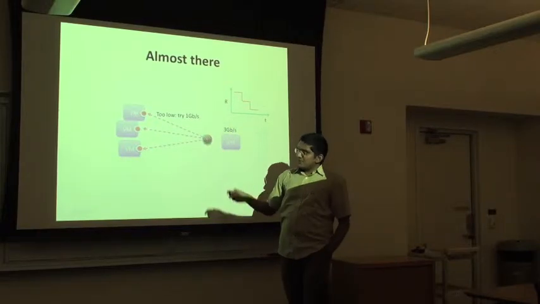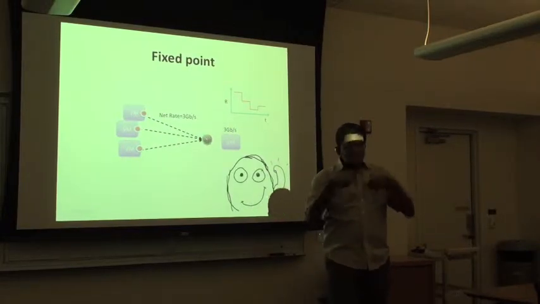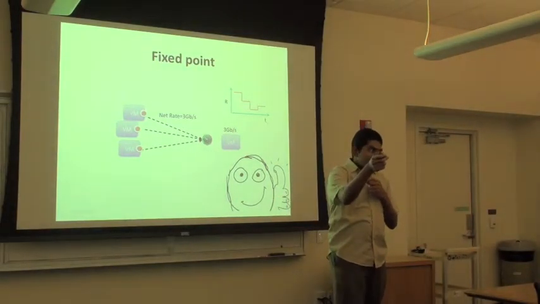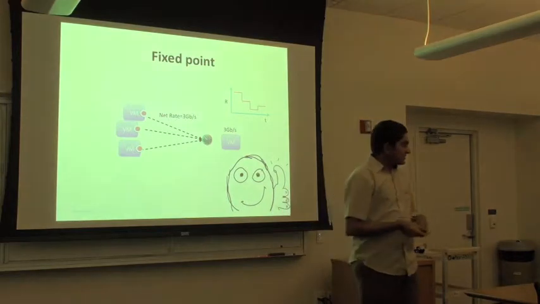And this is a nice thing because now you enter a fixed point, which is, as you measure link utilization, it matches the available capacity to you. And you send 1 gigabit per second, and this operation continues. So this is a fixed point of iteration. Okay.